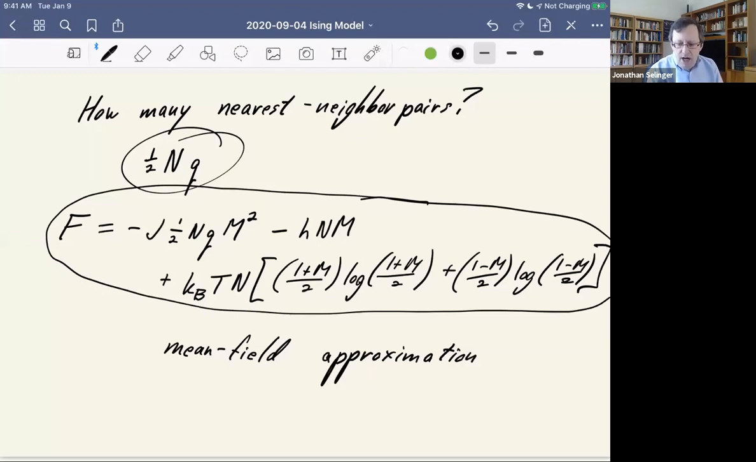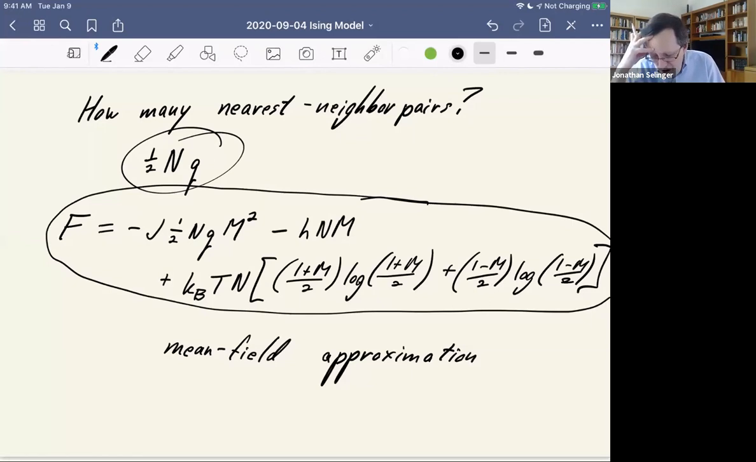Now, there has been quite a lot of research on doing better than mean field theory, and I'll get to some of the comparison coming up in a little bit. Okay, thank you. Good.